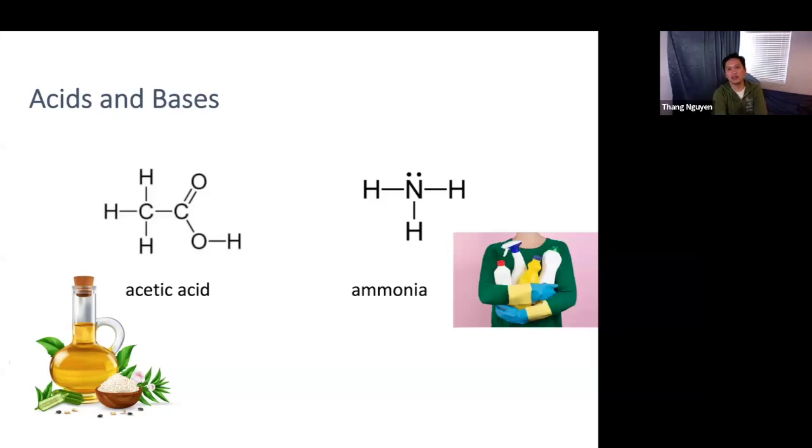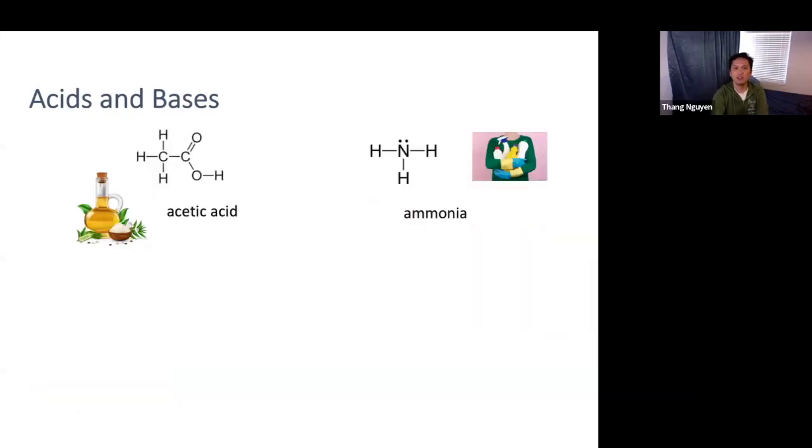On the other hand, we have bases you may know. In your cleaning products at home, you may encounter ammonia. When you put these molecules in water, there's something special that happens to them that qualifies them as an acid and a base.